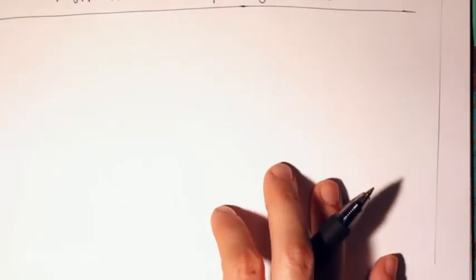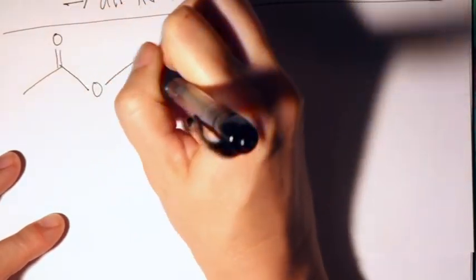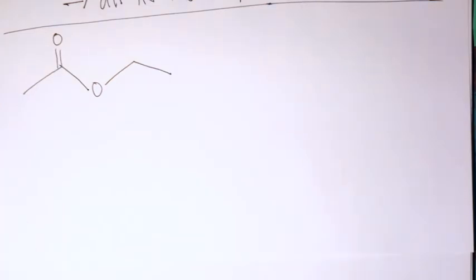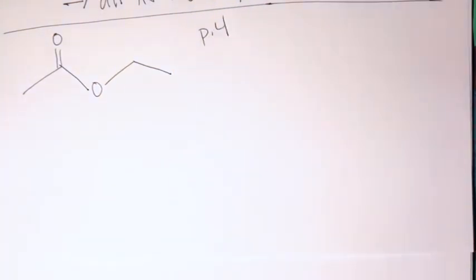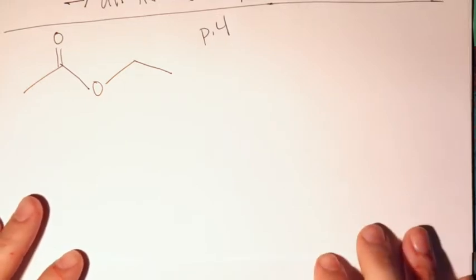Okay, so I'm going to do another example. And this one is in your practice handout on page 4. So if you go to page 4 of your handout, it's in there. It's going to be at the top of that page. And here we have it in bond line notation.